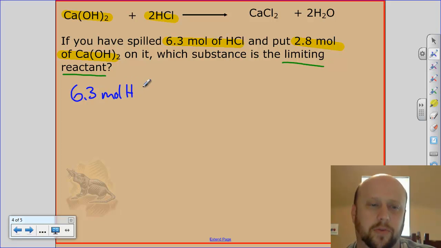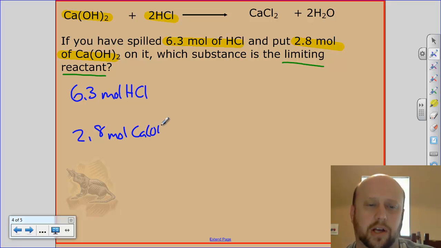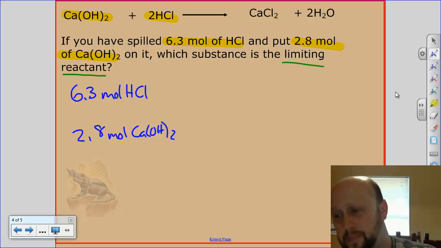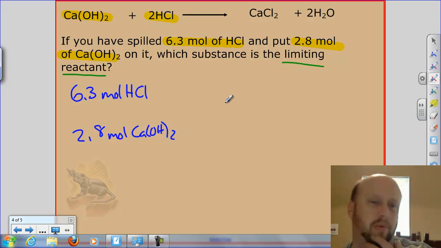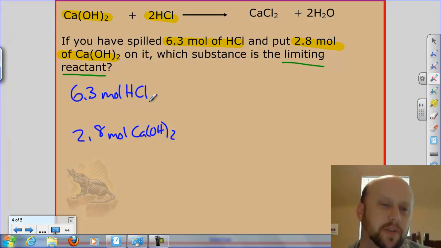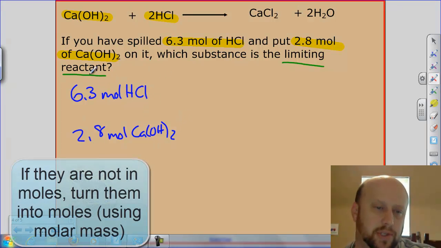at least not for the limiting reactant part. So the first thing you always want to do is write down your two things. I've got 6.3 moles of hydrochloric acid. I've got 2.8 moles of calcium hydroxide. Now, here's where it starts to get real important. Your first step is always, if they're not in moles, turn them into moles. And we'll do that in the next problem. This one is in moles.